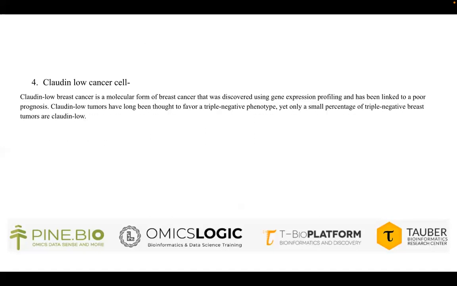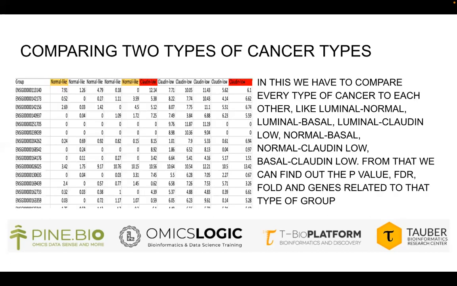And the fourth is Claudin-Low. Claudin-Low breast cancer is a molecular form of breast cancer that was discovered using gene expression profiling, and has been linked to a poor prognosis. Claudin-Low tumors have long been thought to favor the triple negative phenotype, yet only a small percentage of triple negative breast cancer tumors are Claudin-Low. So here we'll be comparing two types of cancers.